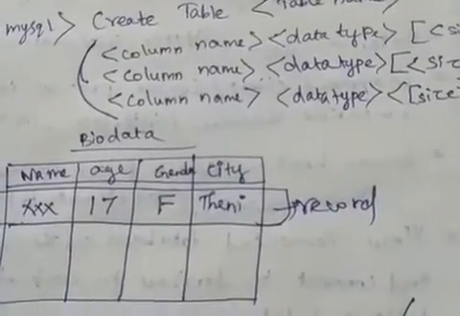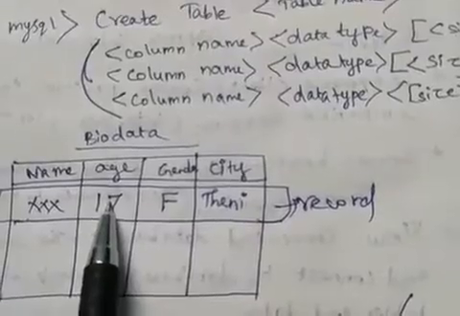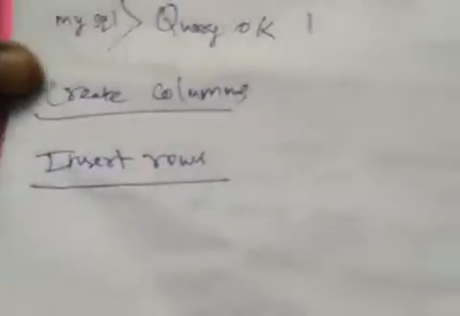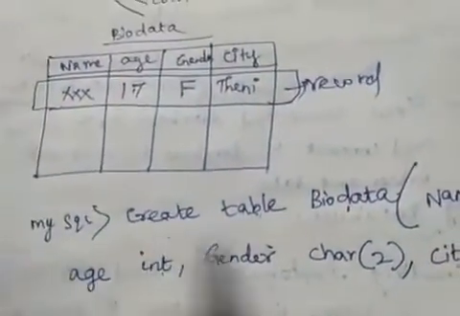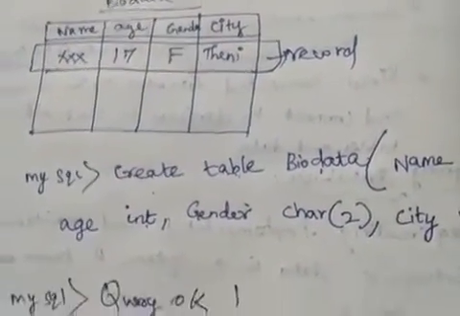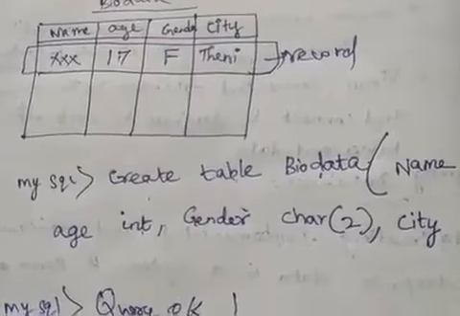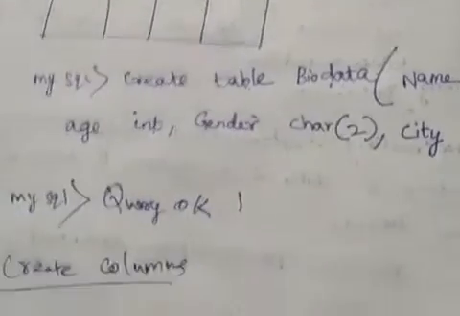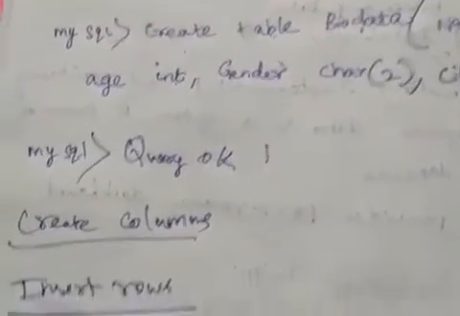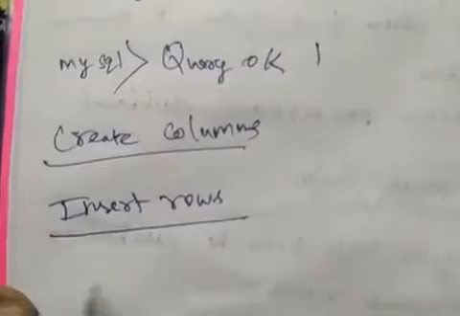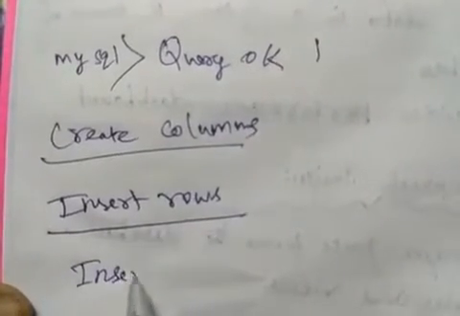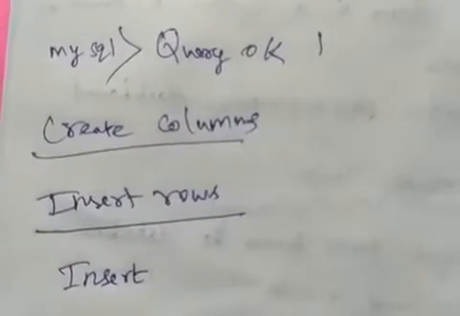And how to enter the record in a table? That's what you are going to see in the following classes. So here first we have created a table. An empty table alone we have created. And how to enter the values into the table? With the help of the insert command. So the next command we are going to see is insert. So what is the general format?